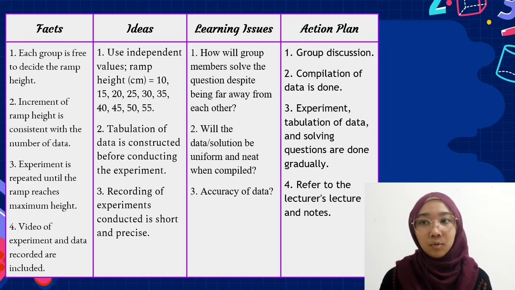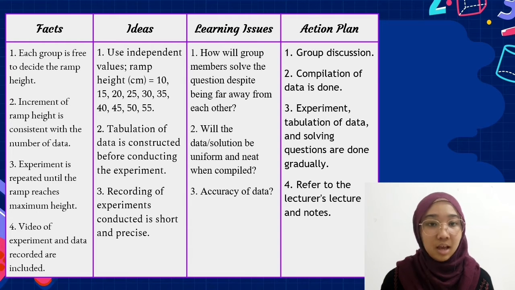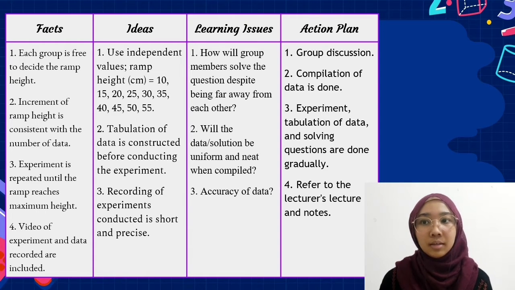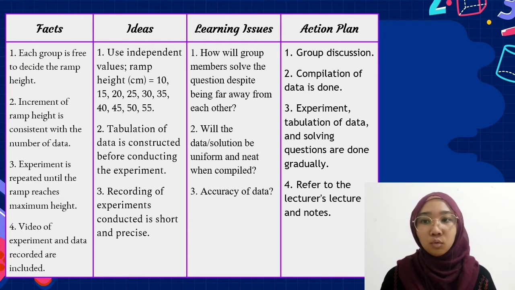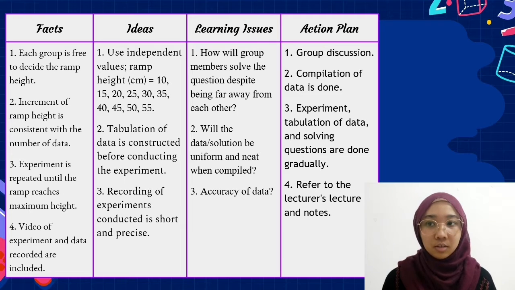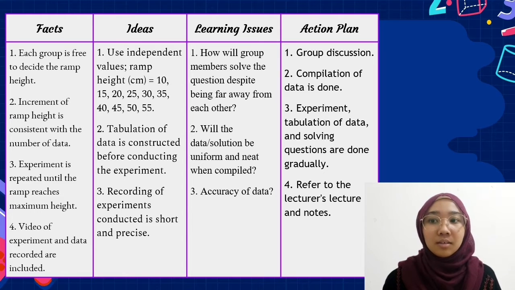For ideas, number 1, we use independent values for the ramp height in cm, which starts from 10, 15, 20 on to 45, 50 and 55. For number 2, tabulation of data is constructed before conducting the experiment. And number 3, recording of experiments conducted are short and precise.